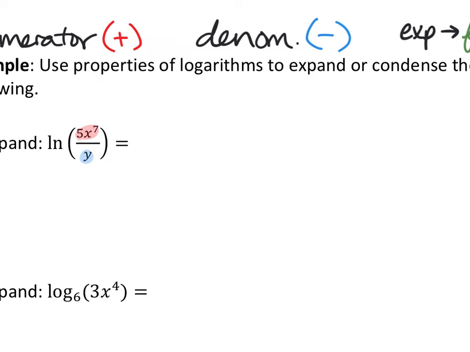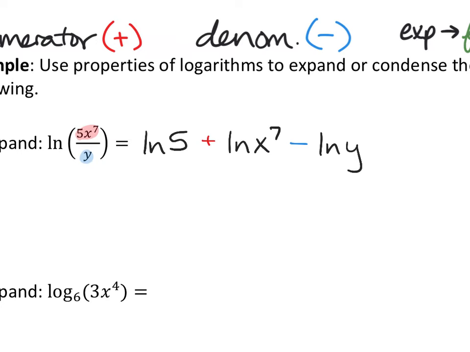So we would start by expanding this to natural log of 5. It's positive because it's in the top. I'm going to add the natural logarithm of x to the 7th. It's positive because it's in the top. But when I write natural logarithm of y, should it be positive or negative? Negative because it's in the denominator. Do you see how every single term gets its own logarithm?